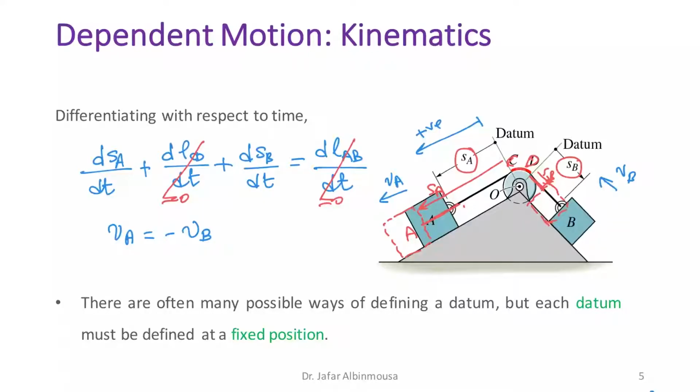Now, if the motion is reversed and block B ended up moving in this direction, and block A moved in that direction, this sign will also adjust. We'll discuss this more further. But you should know that there are many possible ways of defining a datum. What you should keep in mind is that the definition of the datum is always the same. It has to be defined at a fixed position.